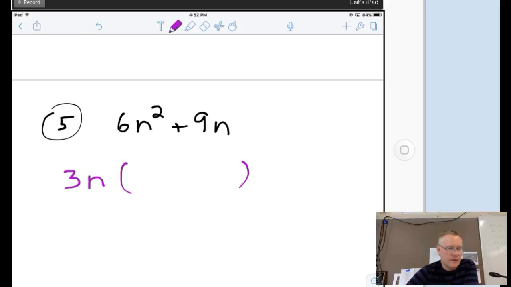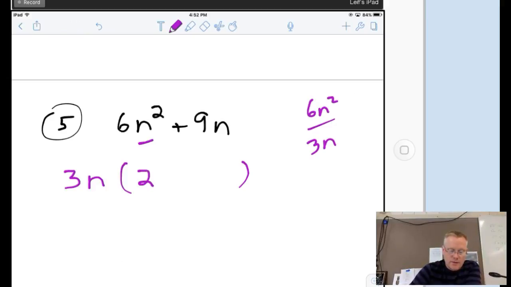Okay, now what's left after I pull those out? Now you could either cancel divide over here, or you can just, I'll explain in a minute. So 6 divided by 3 is 2.